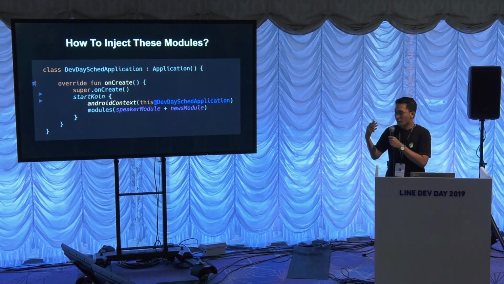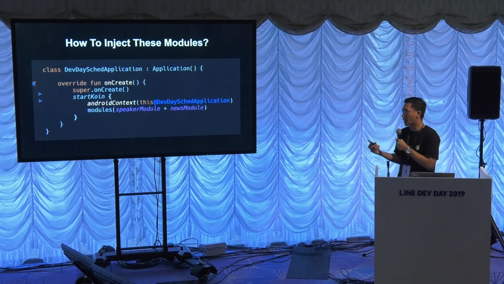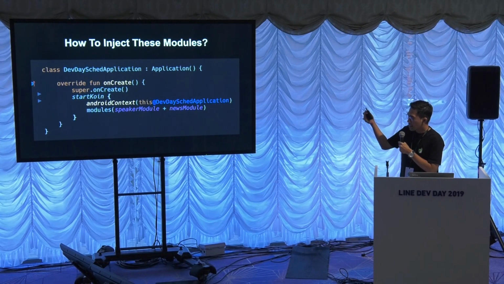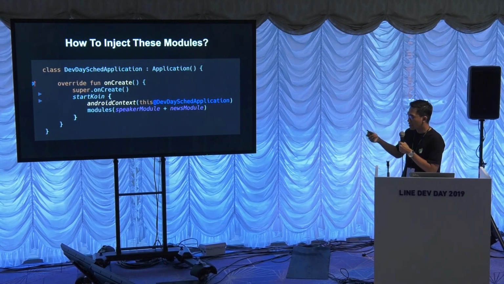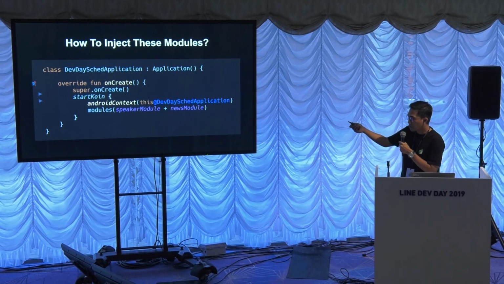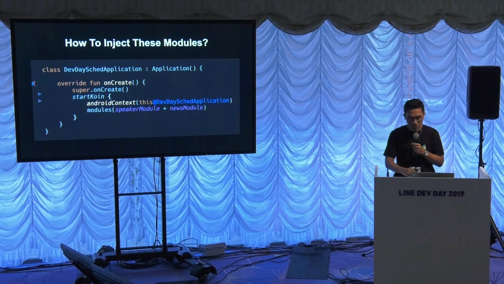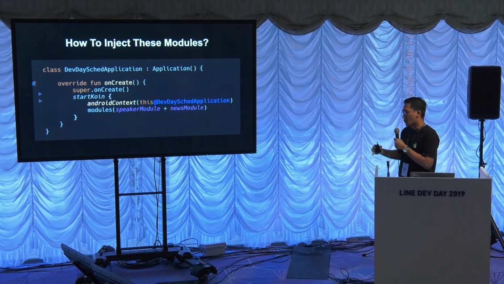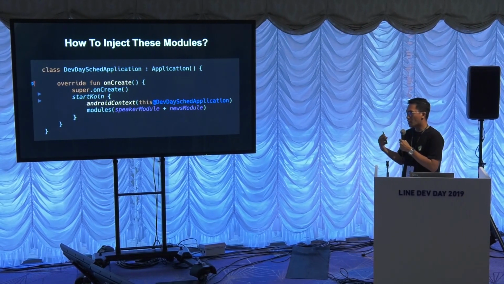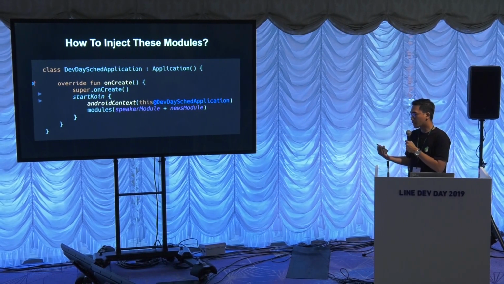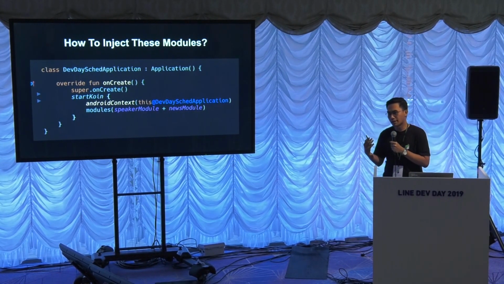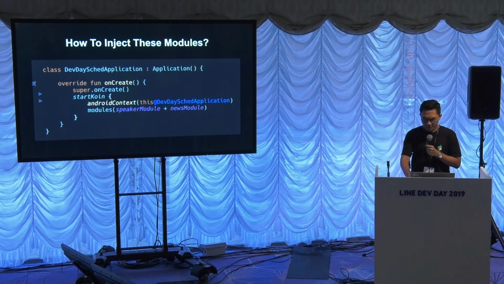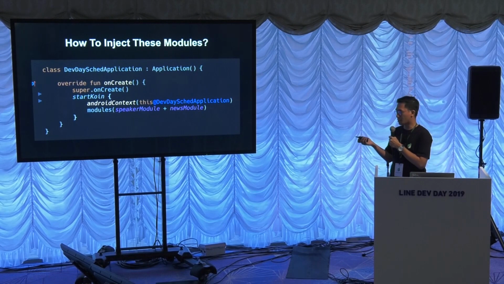Commonly, we override the onCreate function in the application. And in this onCreate, we just have to inject those modules using that function: the speaker module and the news module. By doing this, the objects that are required by speaker activity and news activity will be available when a user opens the speaker screen or news screen. So what's the problem with this approach?